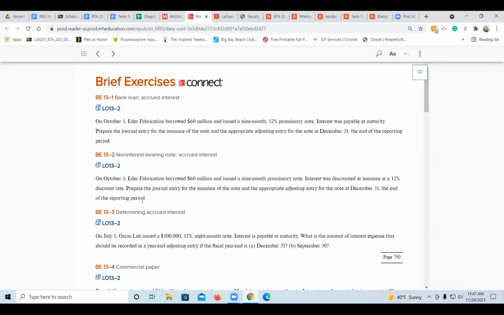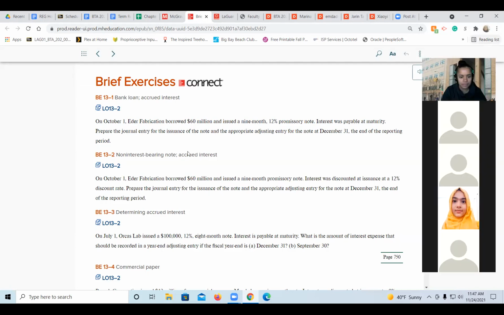Since I actually can't, for whatever reason, copy the question right now, I'll just toggle again between the question and the answer. On October the 1st, Eder Fabrication borrowed $60 million and issued a 9-month promissory note. Interest was discounted at issuance at a 12% discount rate. Okay, so they're saying discounted at the 12, but they're basically saying it's 12% interest. That's a weird way of saying that it's going to be an annual interest rate of 12%, but obviously you've only got a 9-month term on the note.